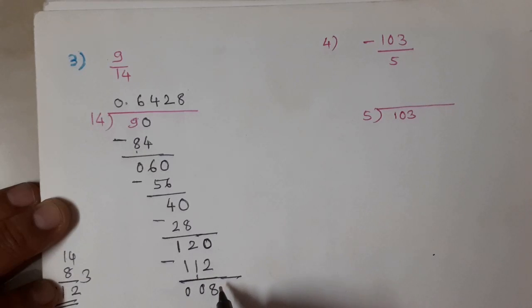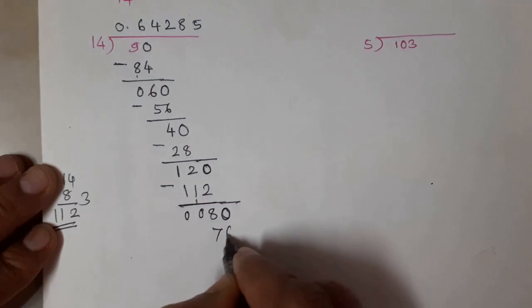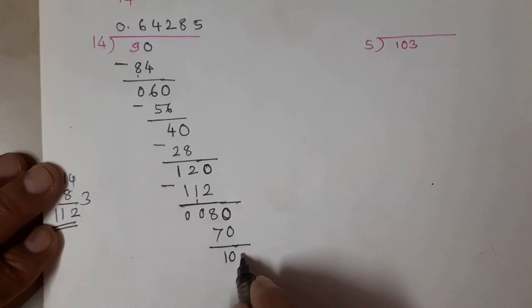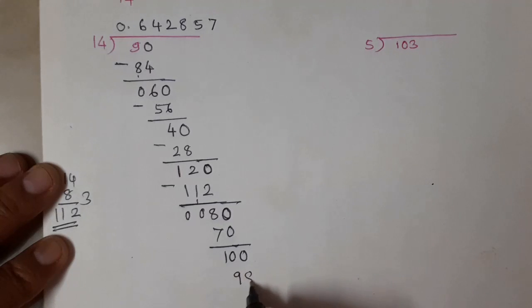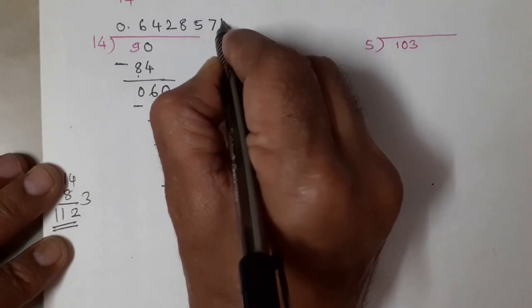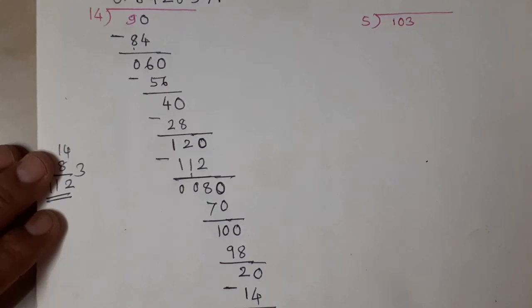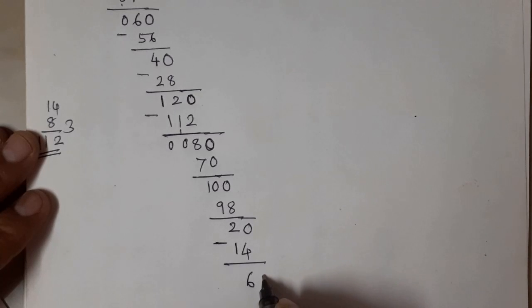Again, we cannot divide 8 by 14, so I am taking 0, that will become 80. So 14 fives are 70, it becomes 10. Again, we cannot divide 10 by 14, so I am taking 0. 14 sevens are 98, it will become 2. So we cannot divide 2 by 14, again I am taking 0 over here. 14 ones are 14, so subtracting, that is 6. And again 6 divided by 14 is not possible, so I am taking 0.